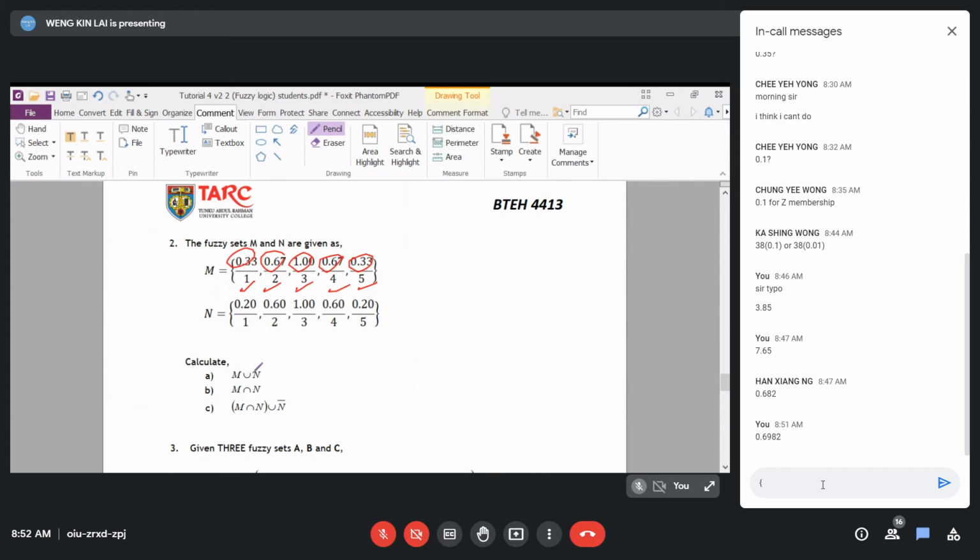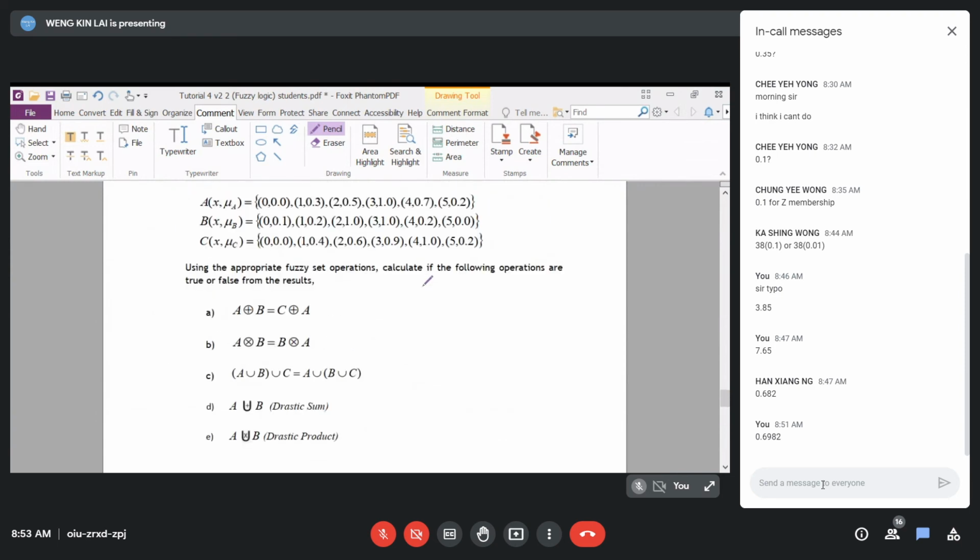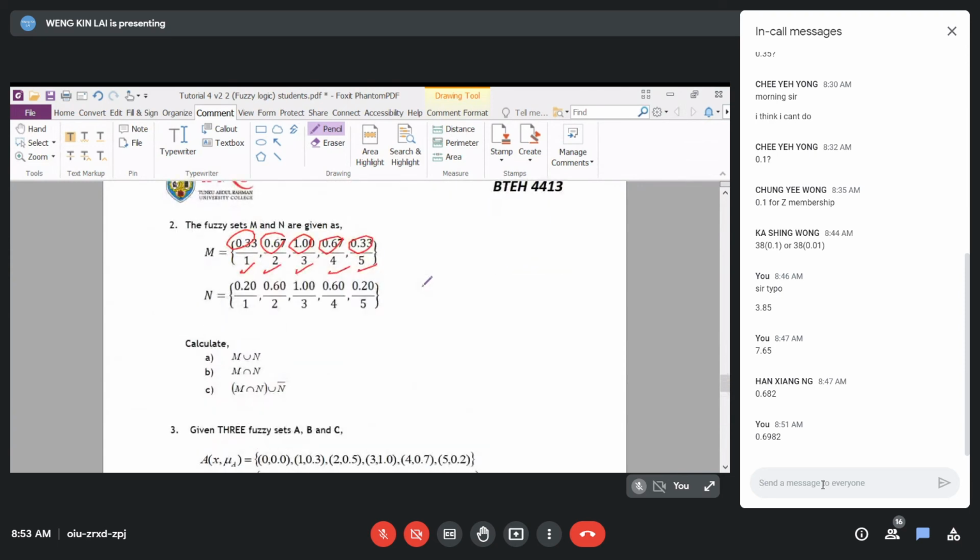Now, if I want to find the union of my M and N, what's union? Union will be the maximum value, right? So again, this chart will be given in the exam if such a question comes up, for you to refer to. So union will be maximum. So you compare the two, and the answer for the first one will be 0.33.